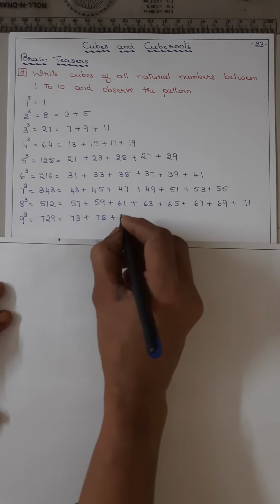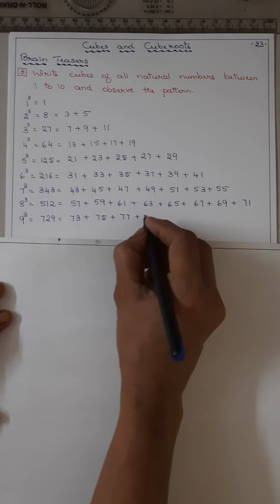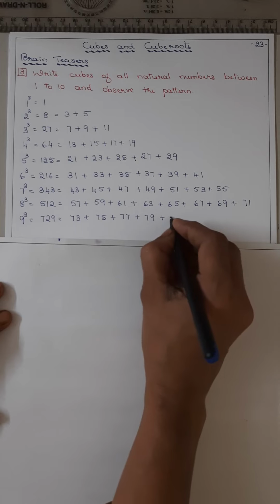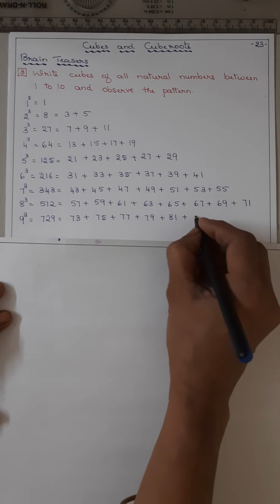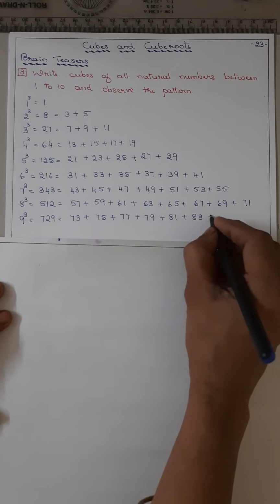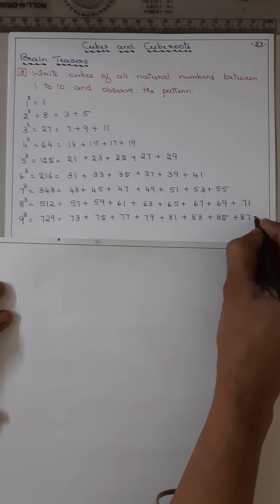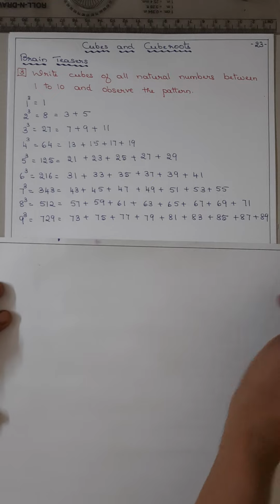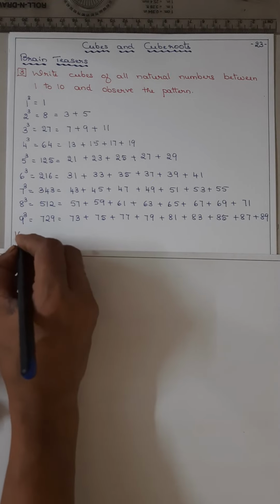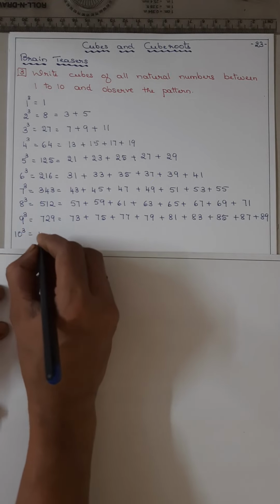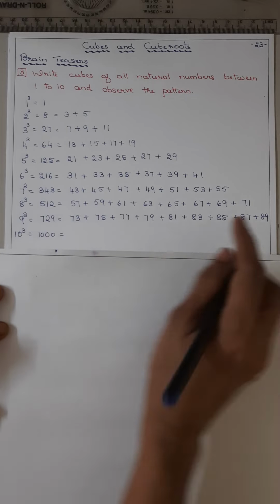73, 75, 77, 79, 81, 83, 85, 87, 89. Now the last is 10 cube, that is 1000.